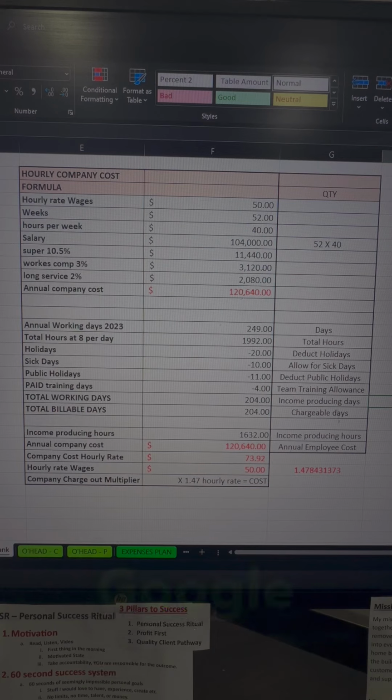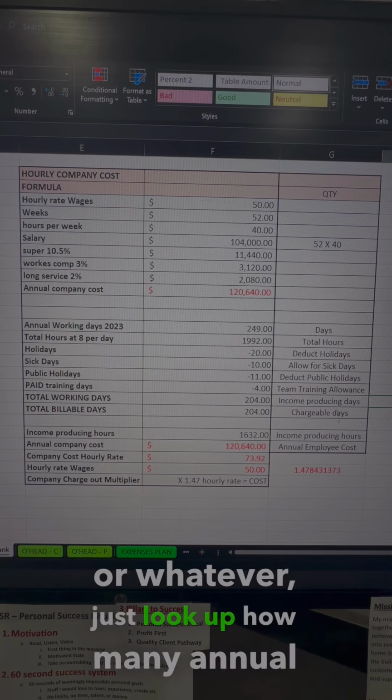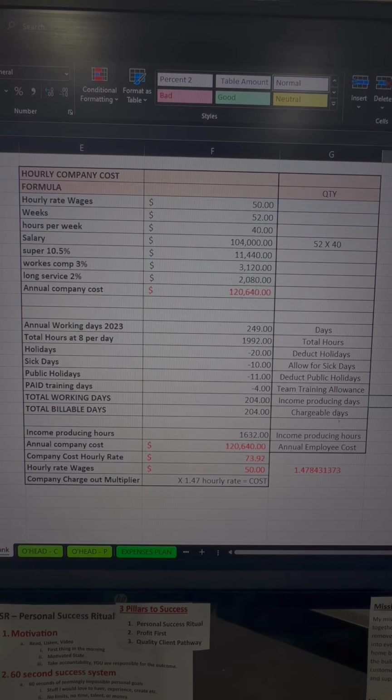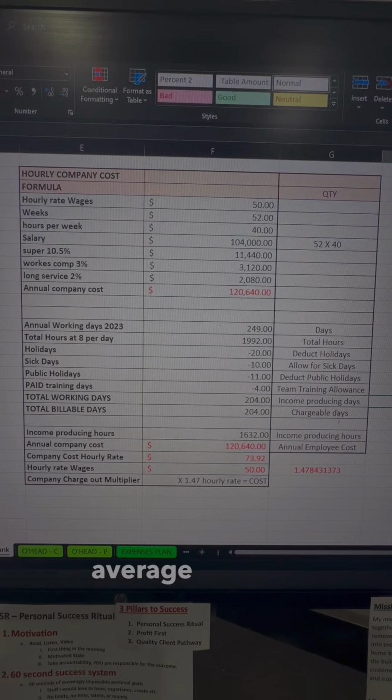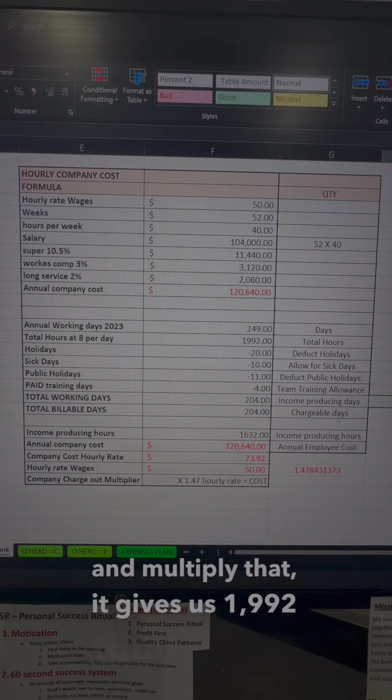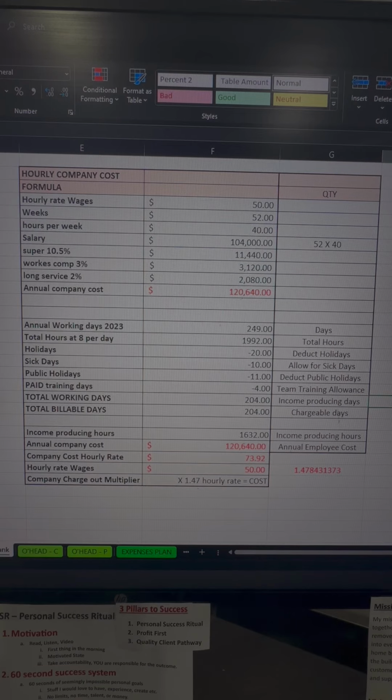What we need to do is break that backwards into income producing hours for each individual employee. Basically jump on Google or whatever, and look up how many annual working days there are in that calendar year. For 2023, we've got 249 actual working days in our building construction award. We're still going to work off an average of 8 hours per day. So we multiply that, it gives us 1,992 total hours.